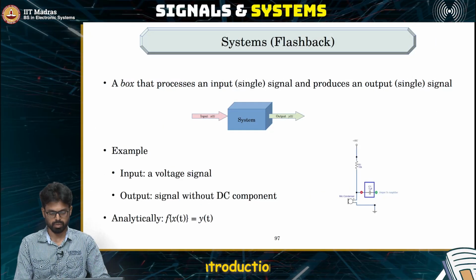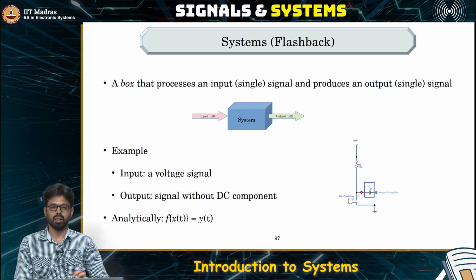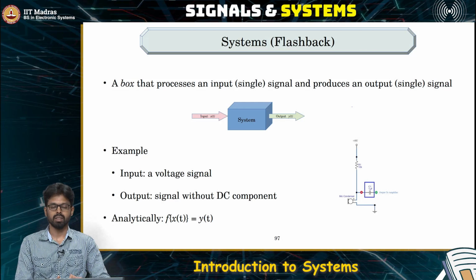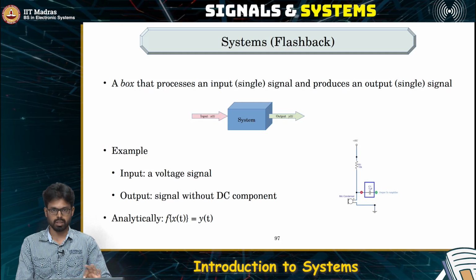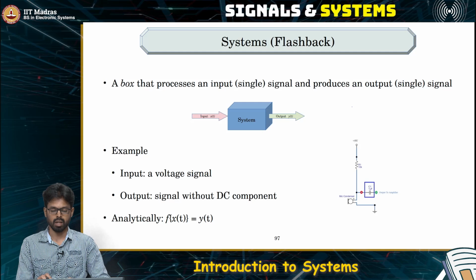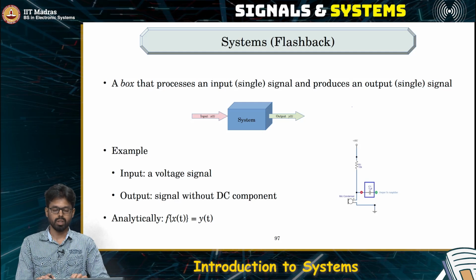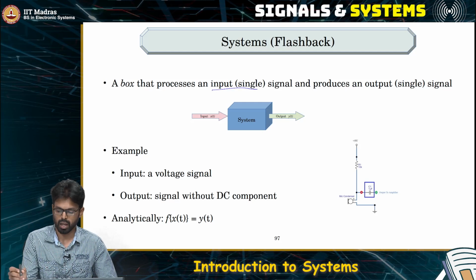Little flashback of what systems are. We define a system as nothing but a black box which takes in an input and produces an output, right? This input is a signal and the output is another signal, and we saw how to analyze these signals. Now we'll focus only on systems which have a single input and a single output.